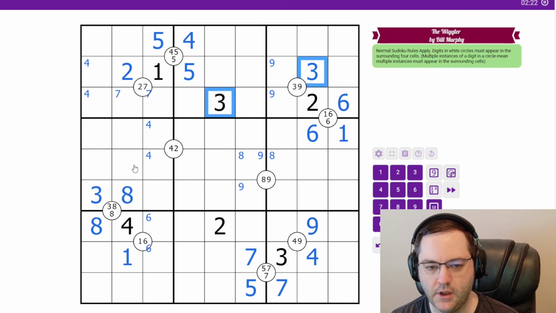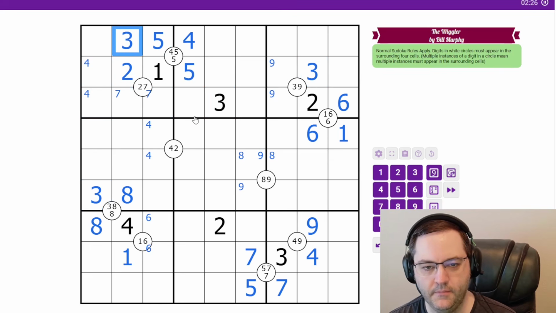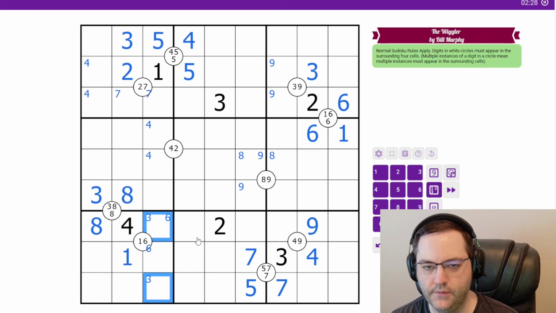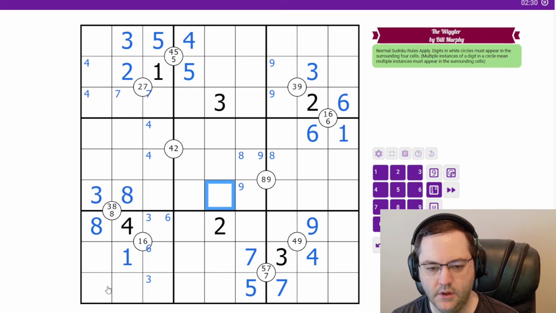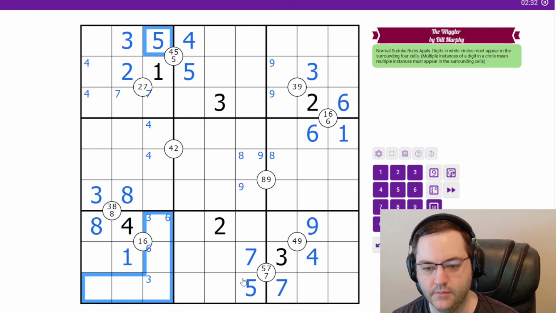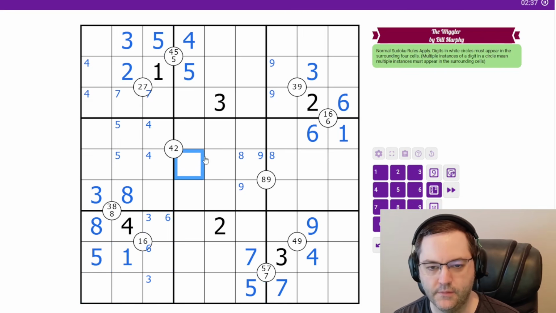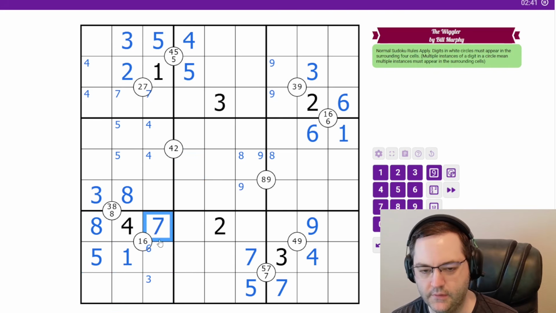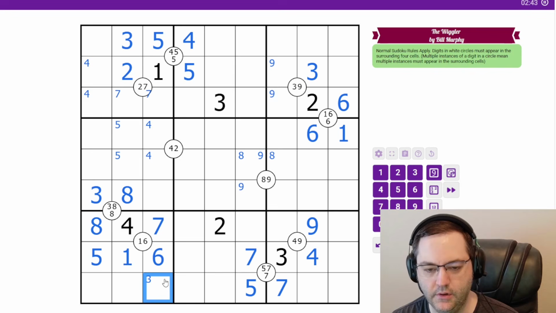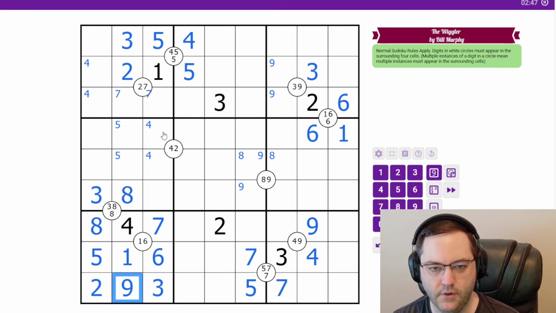So 3 at the top can't go in any of these cells, it must go here. And that means 3's in one of these cells. 5 in this box can't go in these cells because of these 2 5s. So it goes there. And that means 5's in one of those cells. 7 can't go in any of these, so that's 7, and now 6 must go here, and 3 must go here. And these are 2, 9, which are resolved.